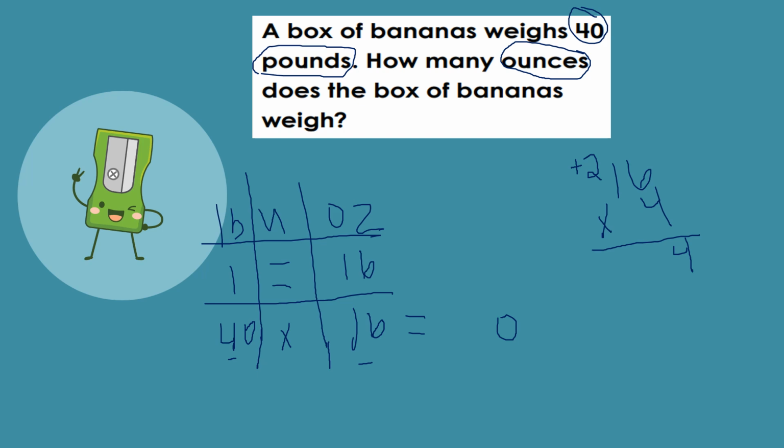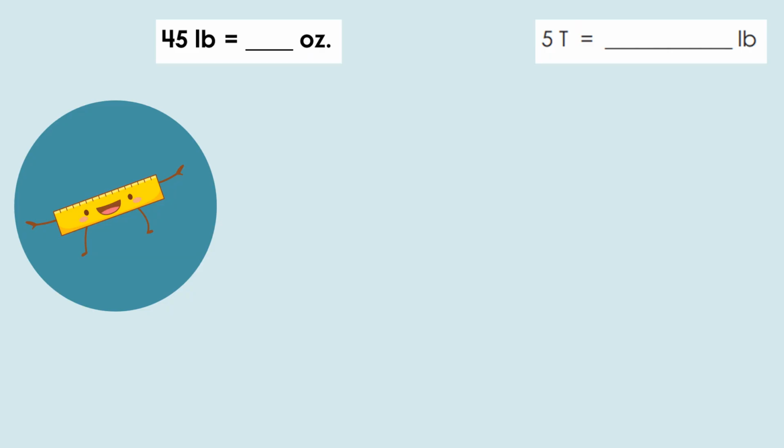Go back to your 4. 4 times 1 is 4, plus the 2 I carried, 5, 6, 64. So 40 times 16 is 640. And what are we talking about? 640 ounces. Okay, so we just converted 40 pounds into 640 ounces. Try another one. Remember to press pause, try it by yourself, and then press play.